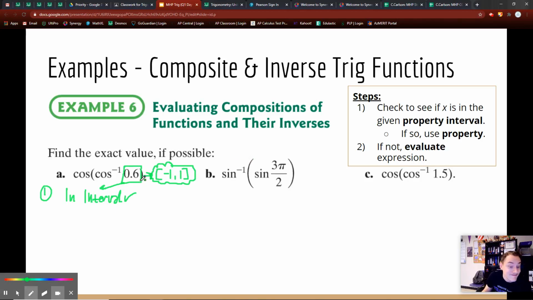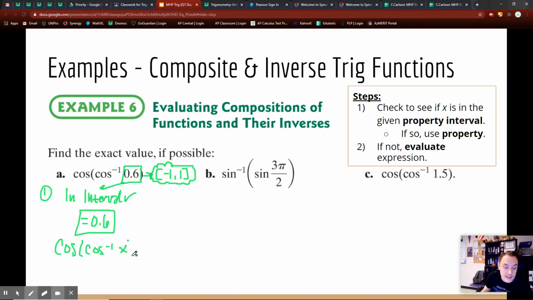Well, it equals x. What is x in this case? 0.6. Okay? So again, this is what it looked like on the last slide. I want to try to reiterate this as much as possible. It looked like this, right? That was my formula. Find that on the last slide. Find that formula. This property interval was this.